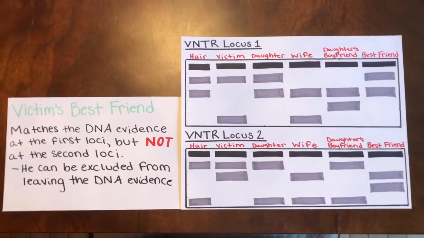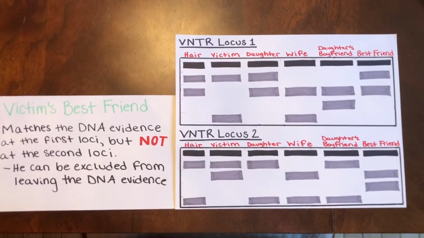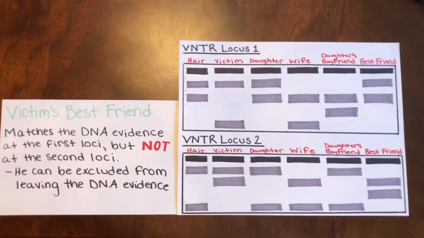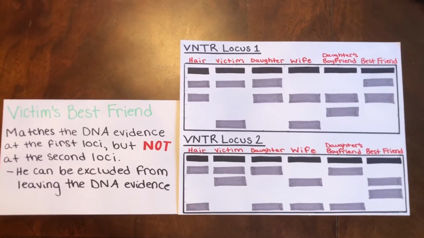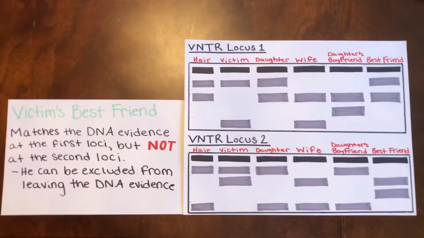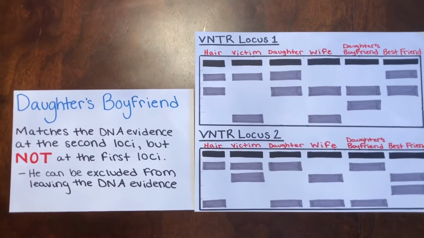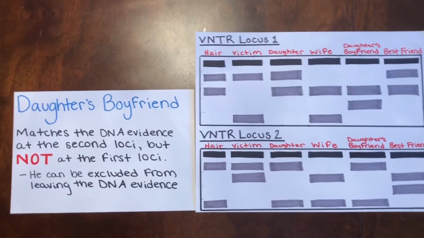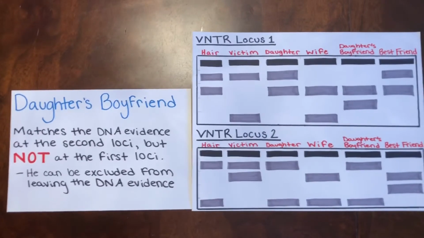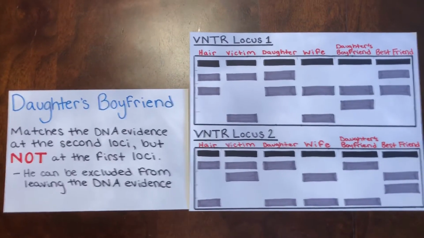The victim's best friend matches the DNA evidence at the first loci but does not at the second loci. However, he must match at both loci in order for this hair to be identified as his. Therefore, he can be excluded from leaving the evidence. The daughter's boyfriend matches the DNA evidence at the second loci but not the first loci, opposite of the victim's best friend. Again, since he is not an exact match, he can be excluded.